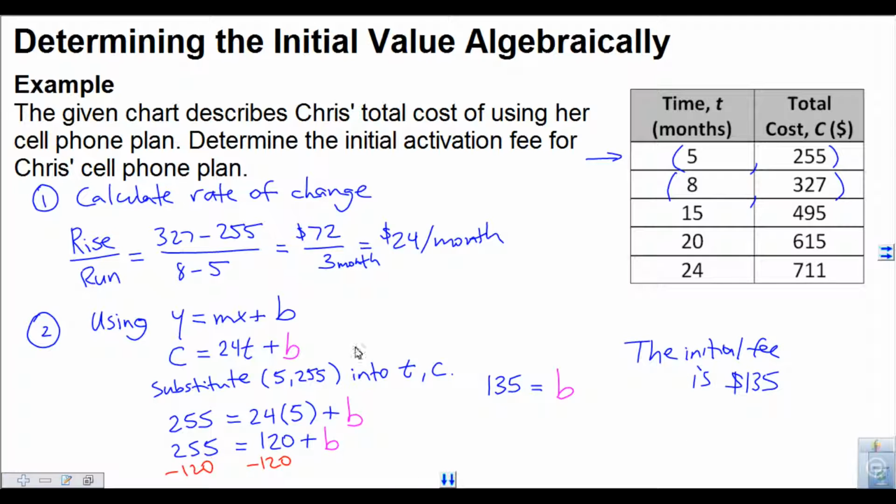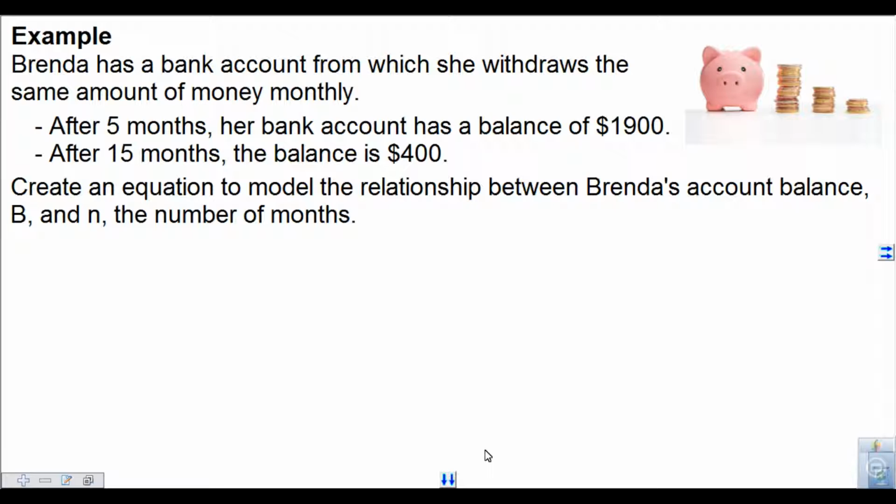All right, so we're going to first calculate the rate, how much this was a month, and then using the relationship between time and cost and substituting a point, I can then solve for b algebraically. Okay, we're going to do another example here. We're going to switch up the story.